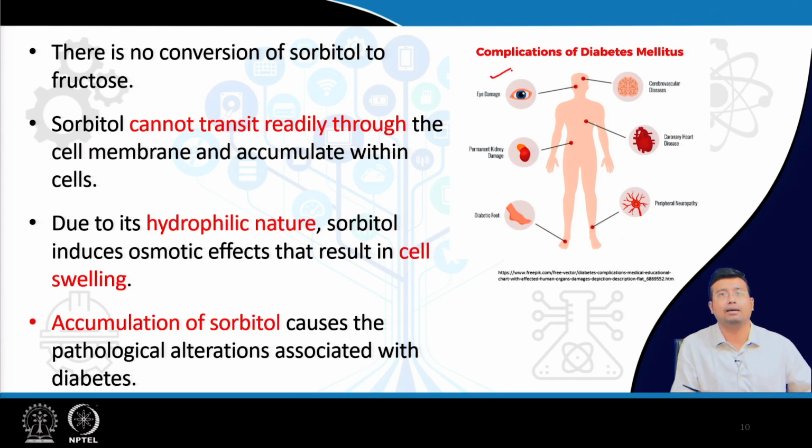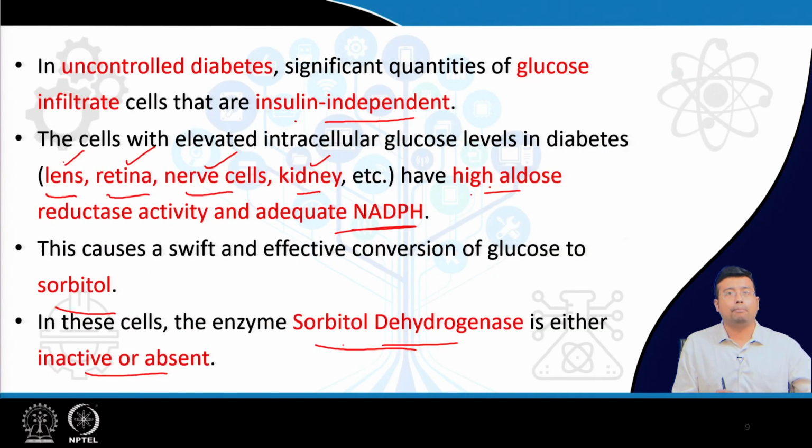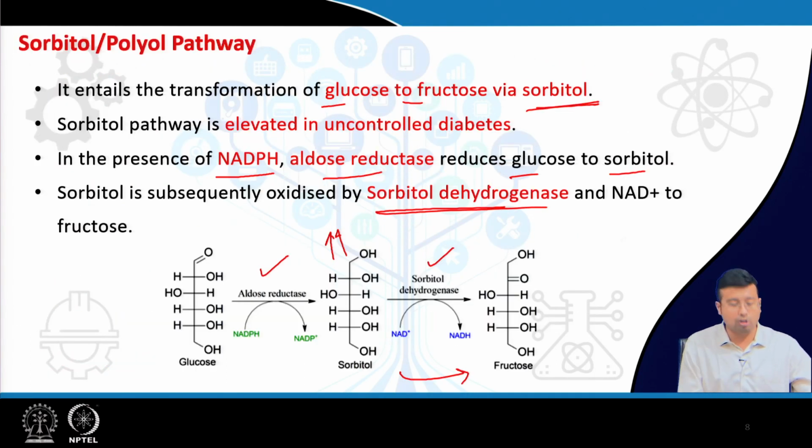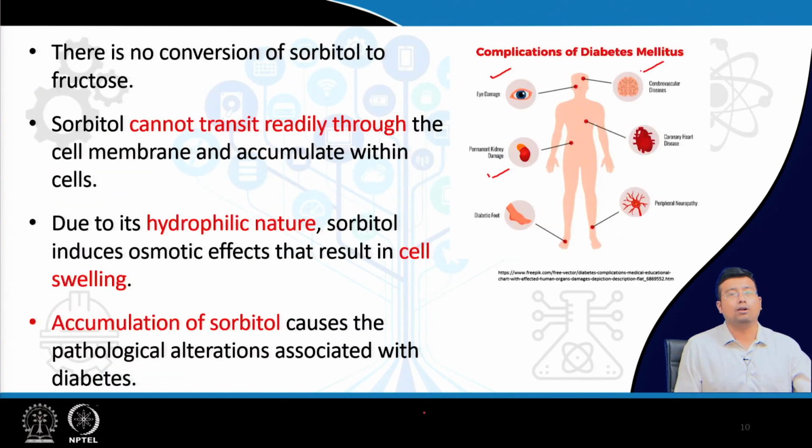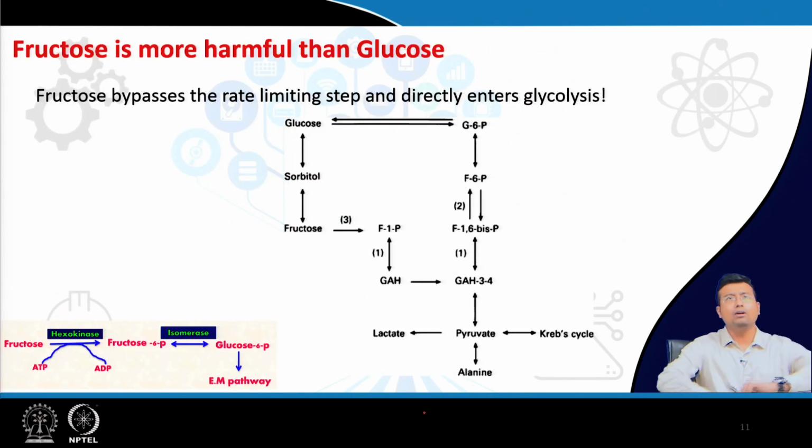So, there will be retinopathy, eye damage, cerebral edema, nephropathy, neuropathy, diabetic foot. The plethora of symptoms is due to this one culprit, that is excess sorbitol accumulation in these cells in uncontrolled diabetes because of the hampering of the polyol pathway. Normally in the polyol pathway glucose can be converted to fructose, which is good for our body. If this enzyme is deficient, there will be excess sorbitol, and sorbitol will lead to all these problems. Now, there is a dictum, or often the question is asked, that fructose is more harmful than glucose. Why?